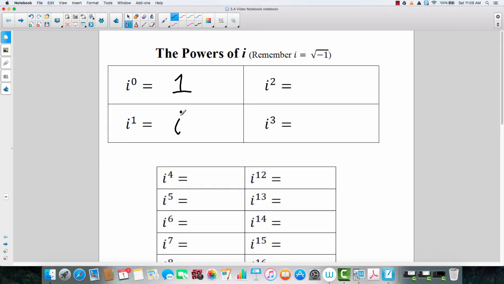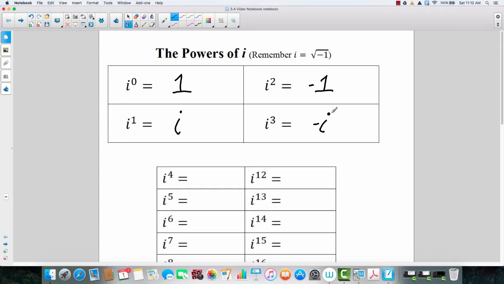Now, i squared. Well, most of you kind of recall that when you square a radical, the radical goes away. i squared is just whatever's under here, -1. Now, i to the third, that's going to be -i. Why is that? I think the first three are self-explanatory, wouldn't you say? But what's with i to the third? How come it's just -i?